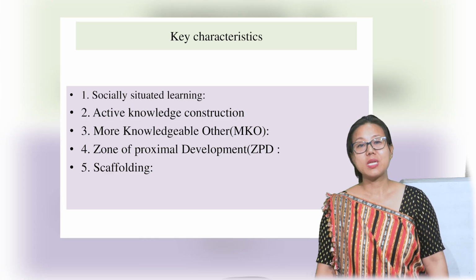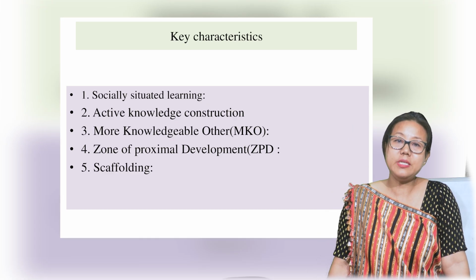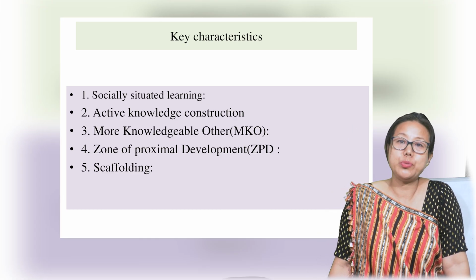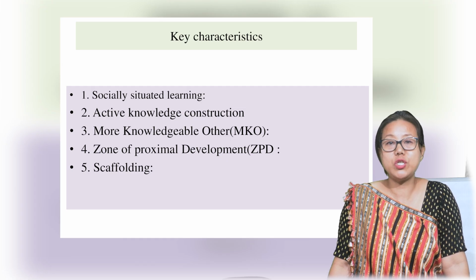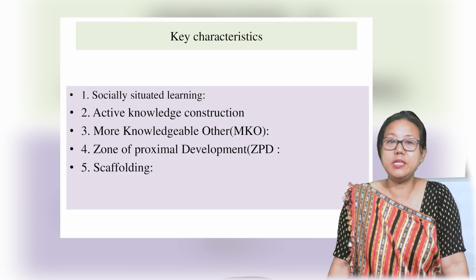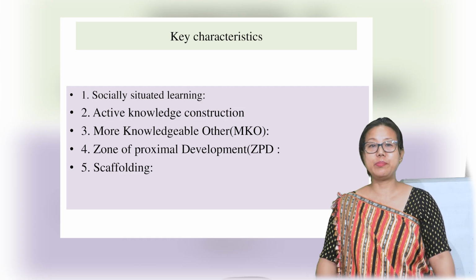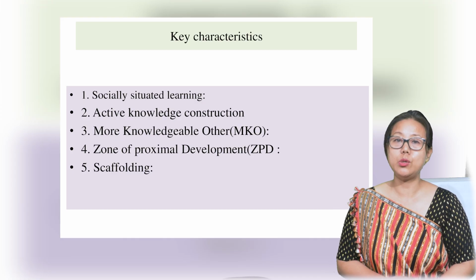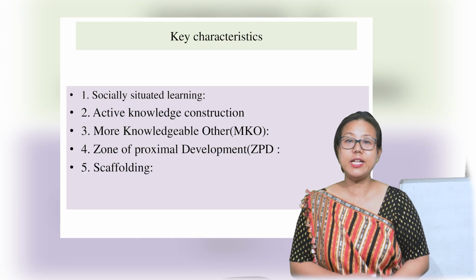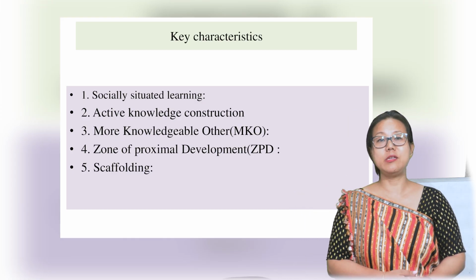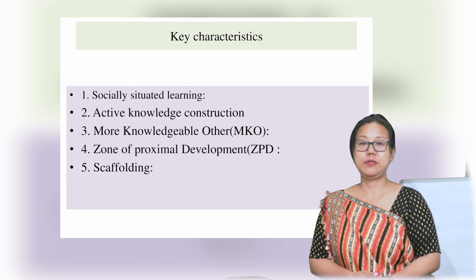Number 5, scaffolding. Guidance and support provided by the MKO, which is gradually removed as the learner gains mastery. For example, learning to ride a bicycle or drive a car, initially with the help of an expert, and gaining mastery afterwards.